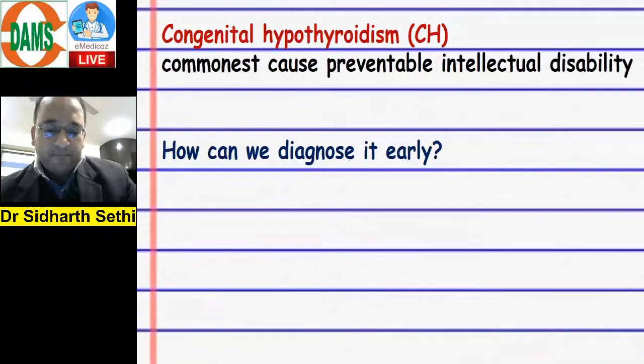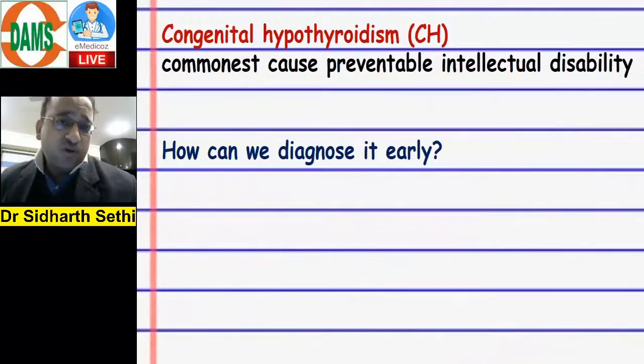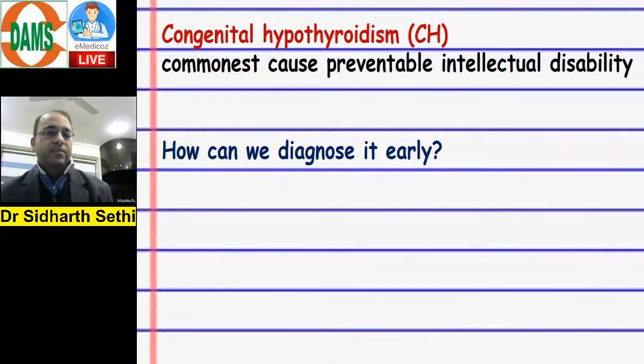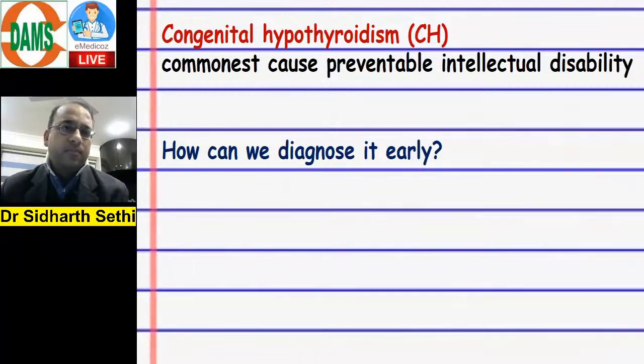Of course, congenital hypothyroidism is the most common preventable cause of mental retardation. So remember all of you, congenital hypothyroidism is the most common preventable mental retardation. So how can we diagnose it early? Anyone? How can we diagnose congenital hypothyroidism early? By doing a TSH. Yes, you are right, by doing a TSH and maybe T4.